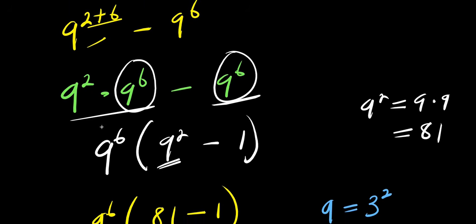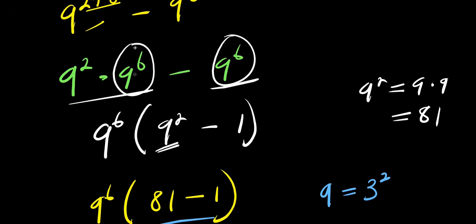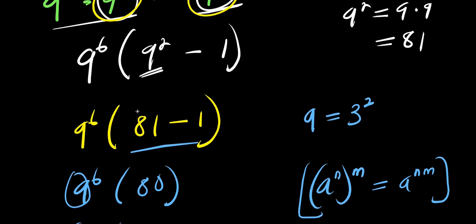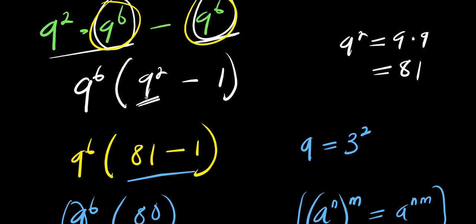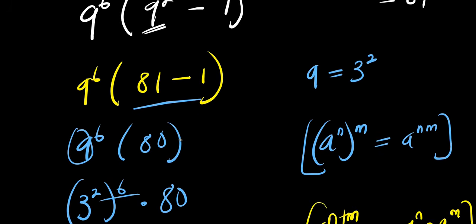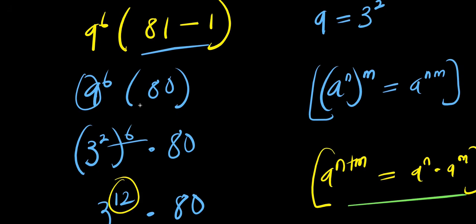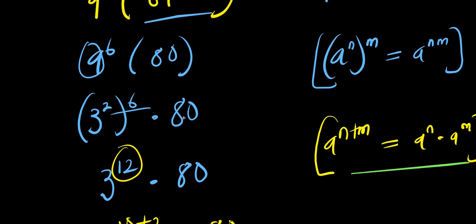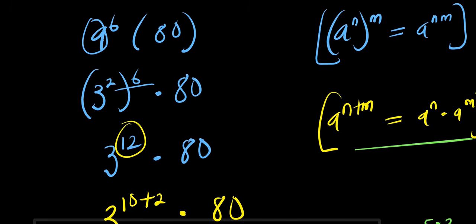So from here, we factor out 9 power 6 on both sides. Then this divided by 9 power 6, we have 9 power 2, this divided by 9 power 6, we have 1. 9 power 2 is 81, 81 minus 1, that is 80. So from here we have 9 power 6 times 80. So here 9 is 3 power 2, 3 power 2 power 6, multiplied by 80. So 2 times 6 is 12.